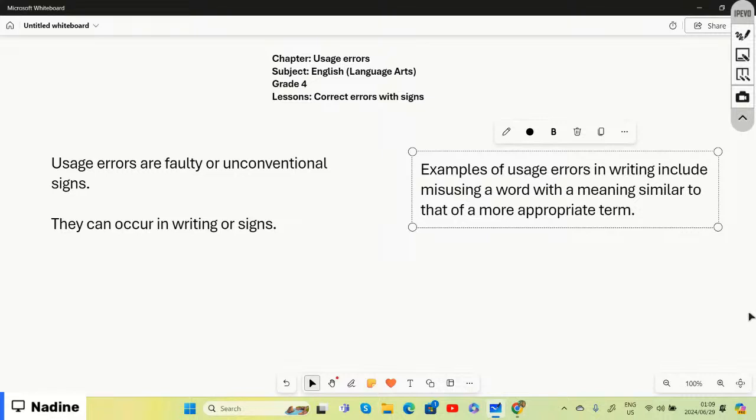It is mistakes, it is lapses, it is things that they maybe didn't add, or words that have been misused or misspelled, right? That is basically usage errors. And we said that our lesson will be where we are correcting usage errors on signs or with signs, which means that we will correct errors on those signs.